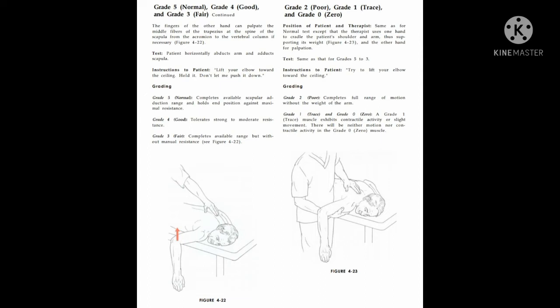Grade 3, completes range of motion without manual resistance. Grade 4, completes range of motion with minimal amount of resistance. Grade 5, completes full range of motion with maximum amount of resistance. Grade 2, complete range of motion without the weight of the arm. Grade 1, muscle is palpated near the spine of the scapula.